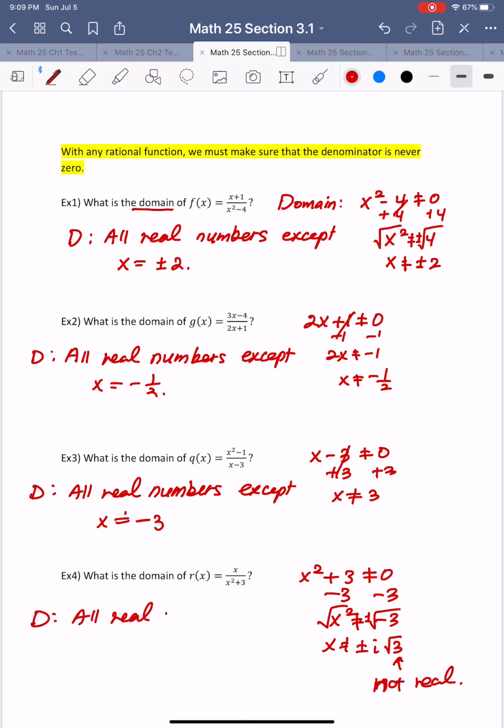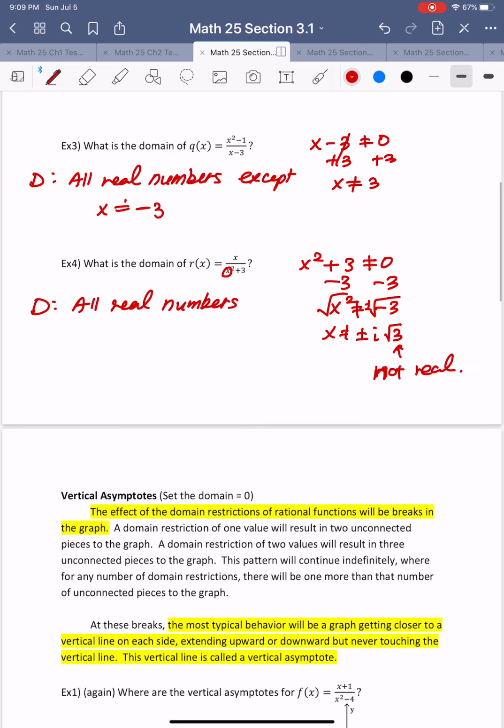Because the number that is unavailable is going to be the not-a-real-number case. So this case is all real numbers. So whatever number you plug into the x place, it makes all the defined cases.